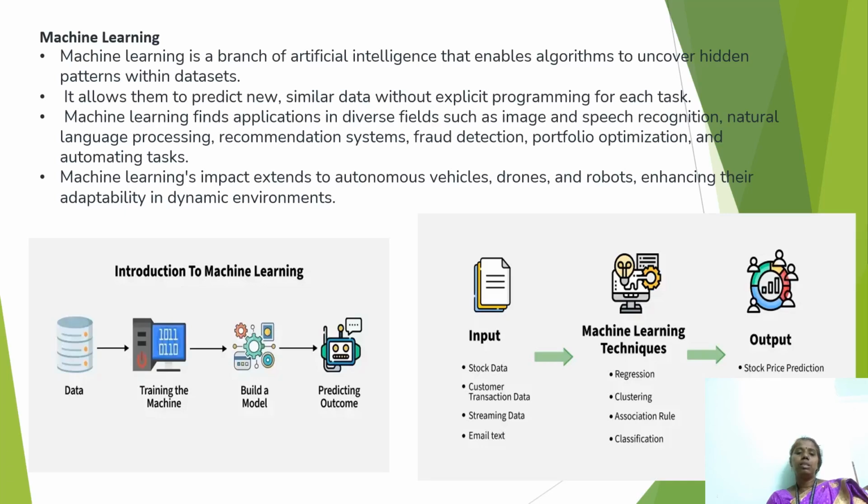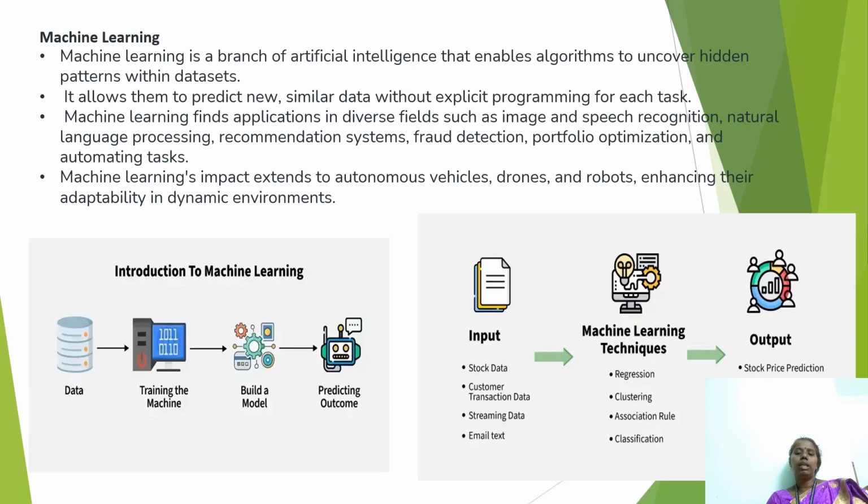Now observe the picture. So what is machine learning? We can take data from different sources, train machines with the data and build the model. Finally, we predict the output. So this is machine learning.